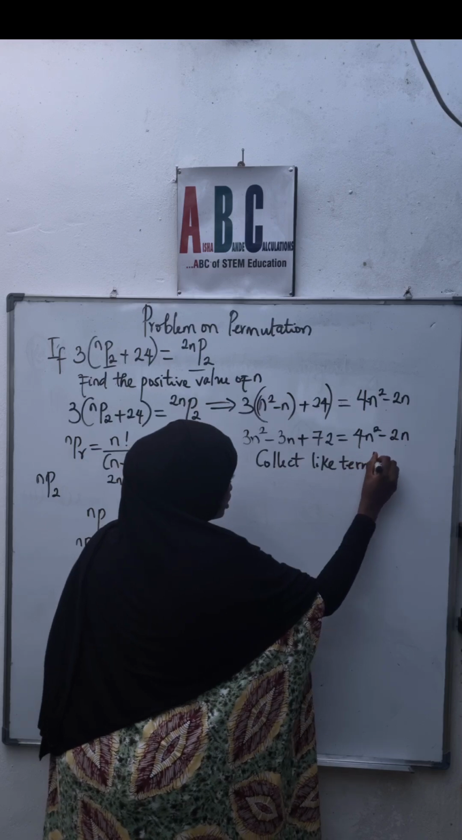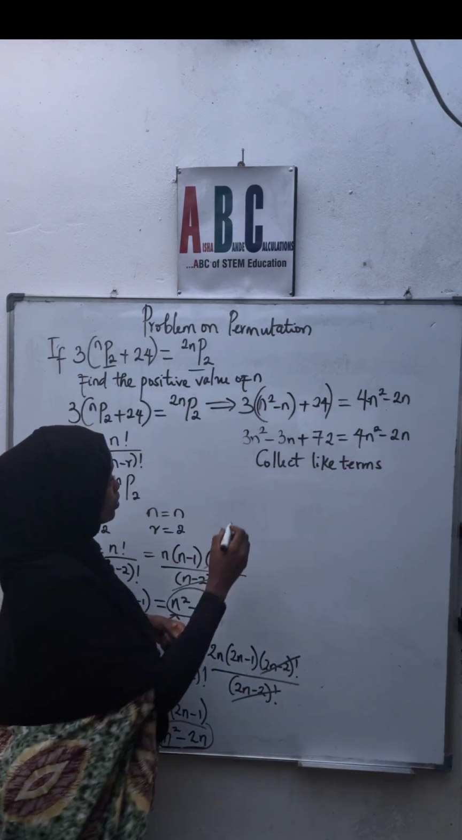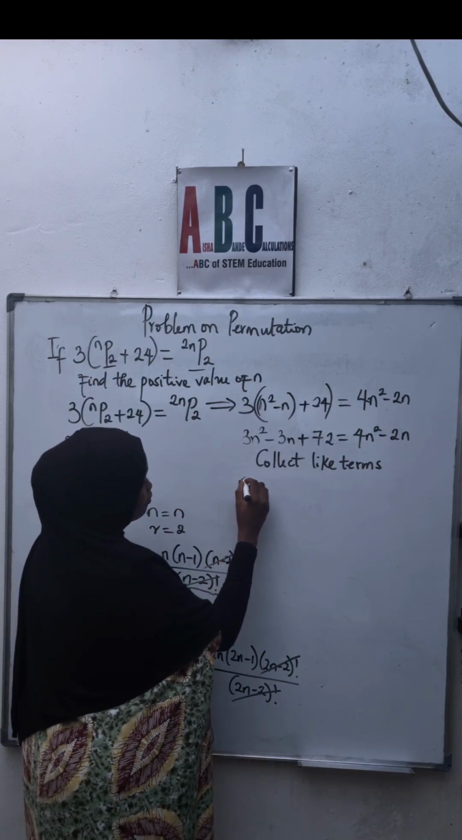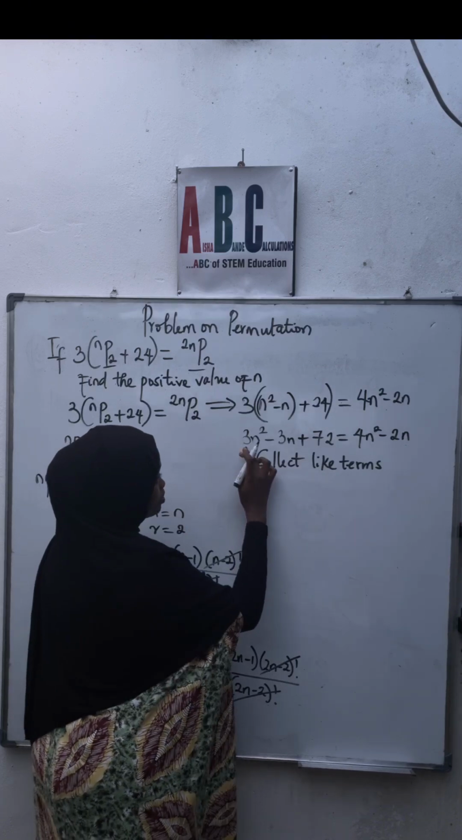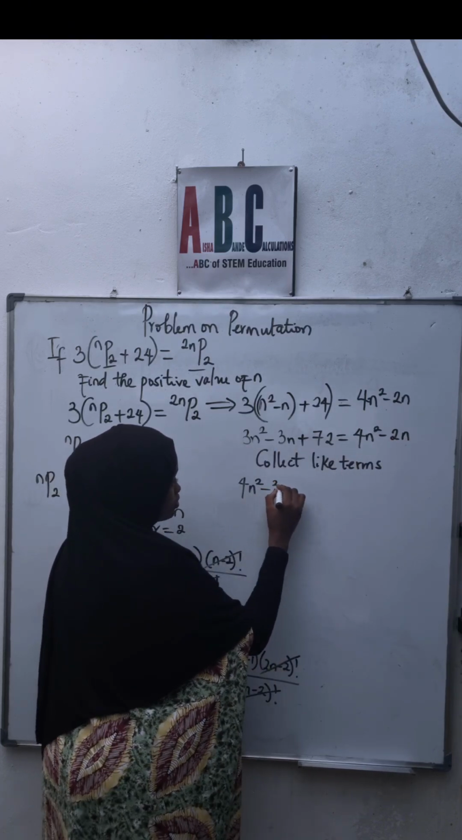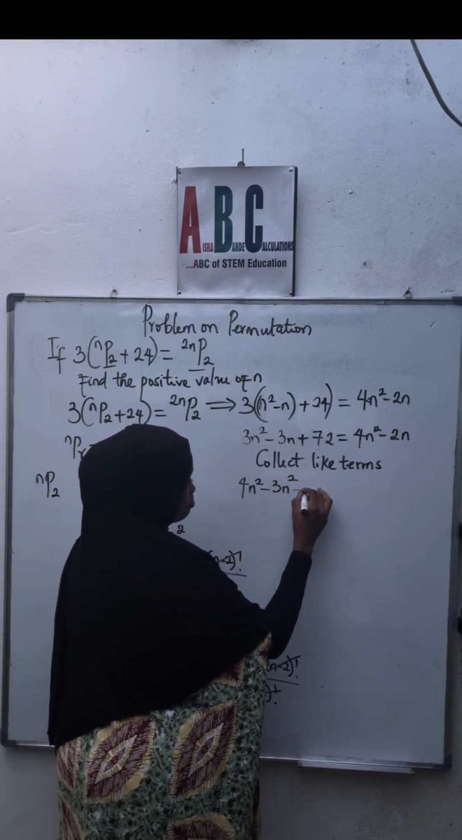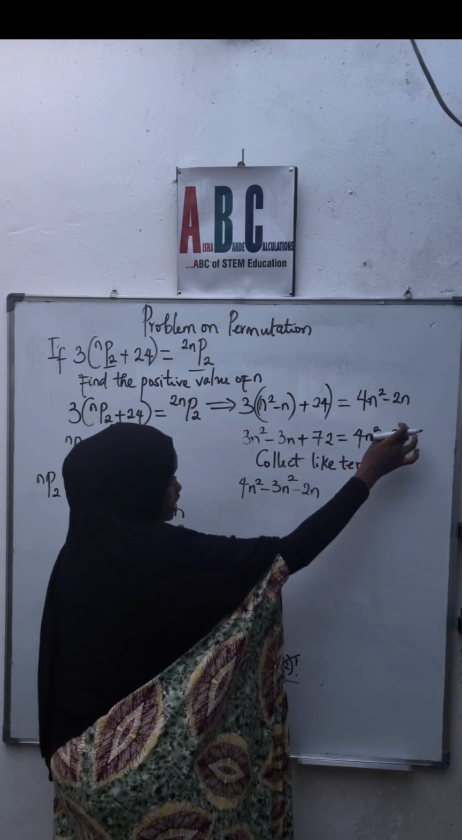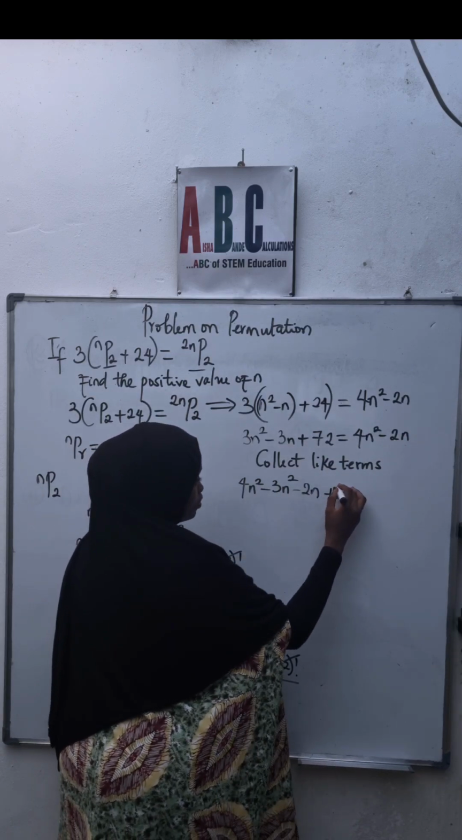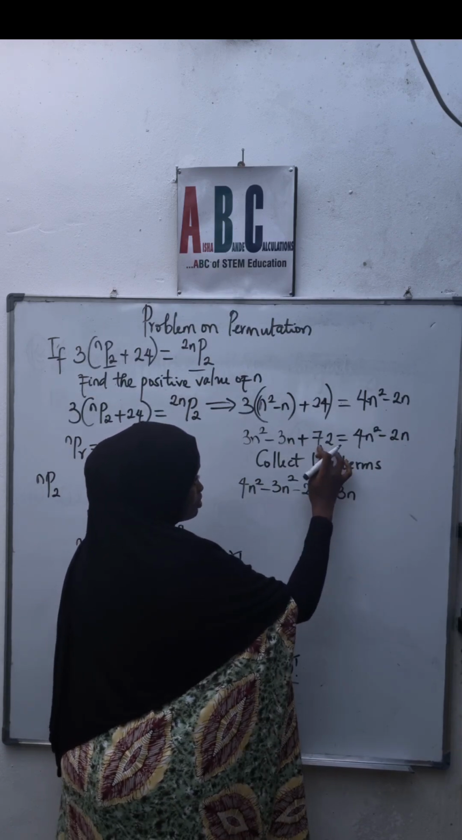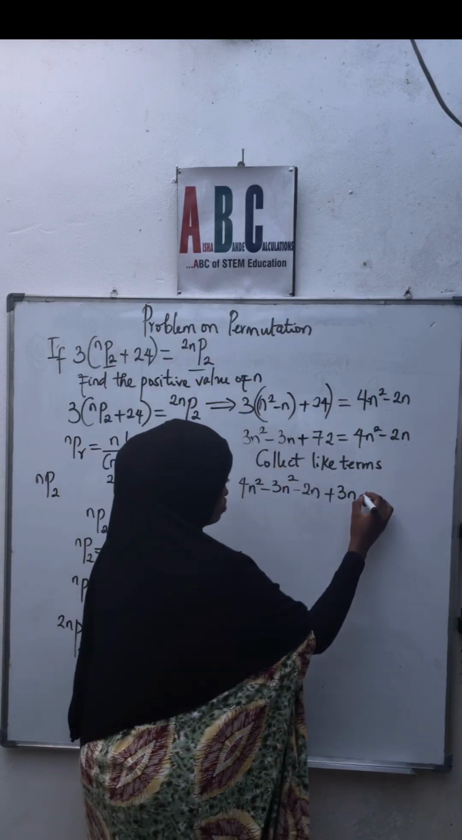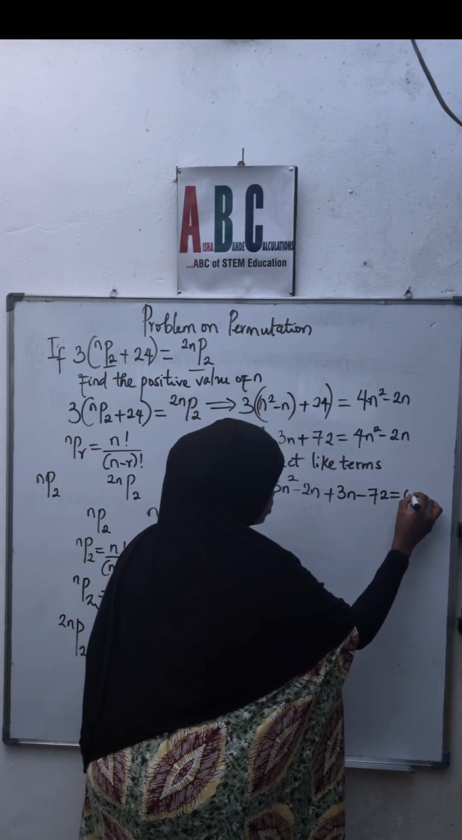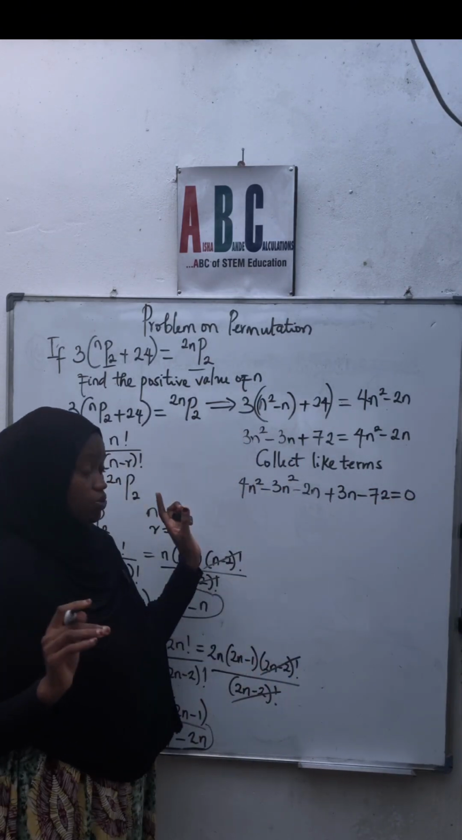So if you collect like terms at this point, we're going to have 4n squared, then minus this 3n squared goes to the other side because it becomes minus 3n squared, then minus 2n, minus 3n crosses over and becomes plus 3n, then 72 crosses over to the other side and becomes minus 72. So we equate this to equal 0. Okay, so that we have an equation.